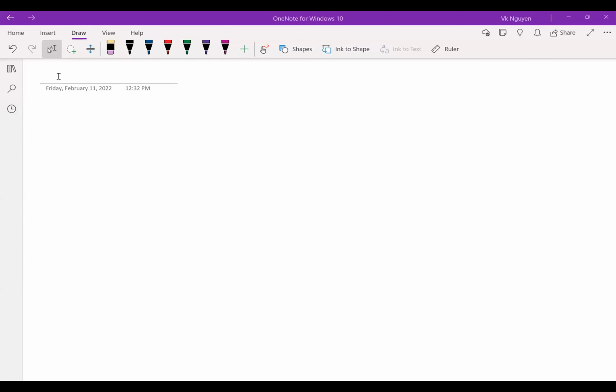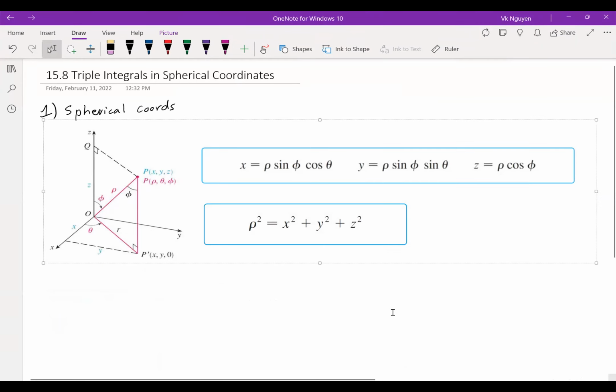All right. Welcome to section 15.8, triple integral in spherical coordinate. Okay, first thing is that let's take a look at the spherical coordinate here. What is a spherical coordinate? So what is going on here?